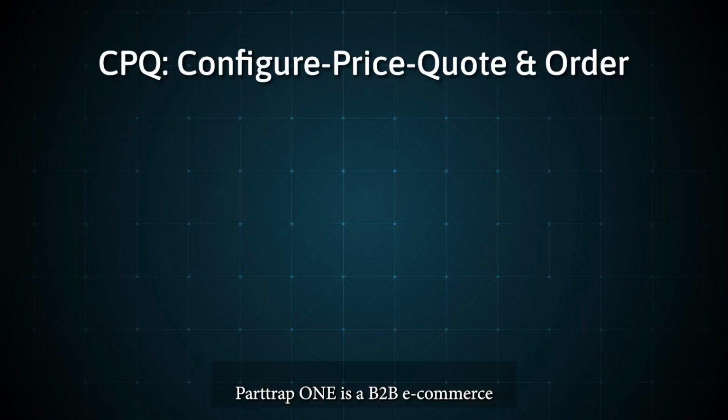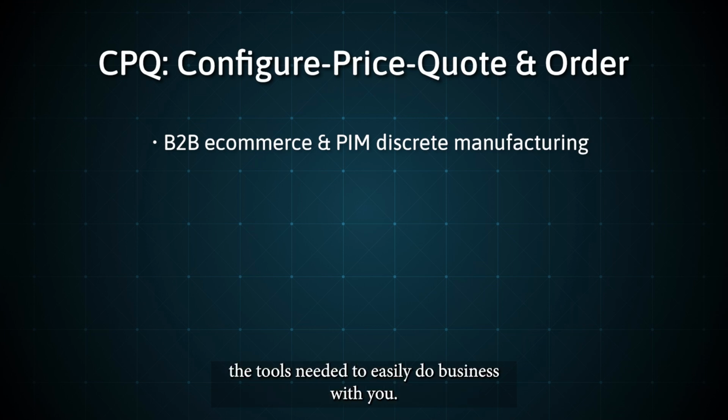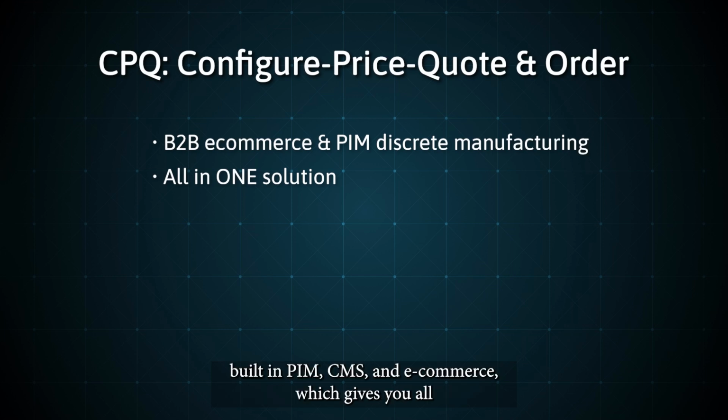PartTrap 1 is a B2B e-commerce and PIM platform built for discrete manufacturing. It is the digital portal that gives your customers the tools needed to easily do business with you. PartTrap 1 is an all-in-one solution, including integration to ERP and PLM, built-in PIM, CMS, and e-commerce, which gives you all you need to become successful in your digital sales.